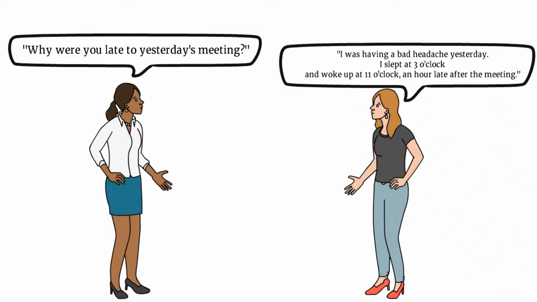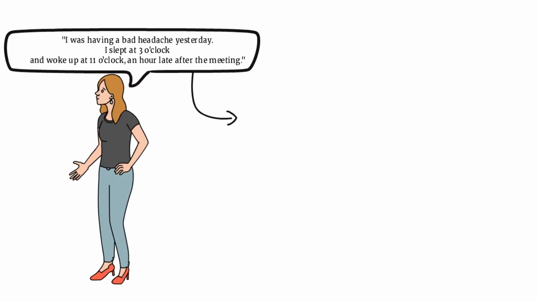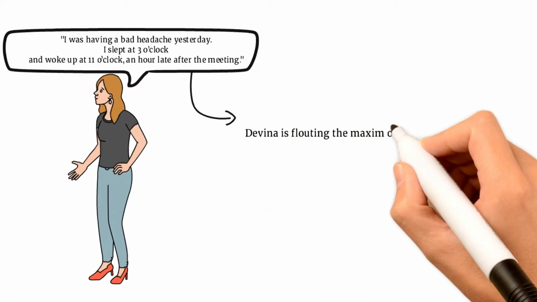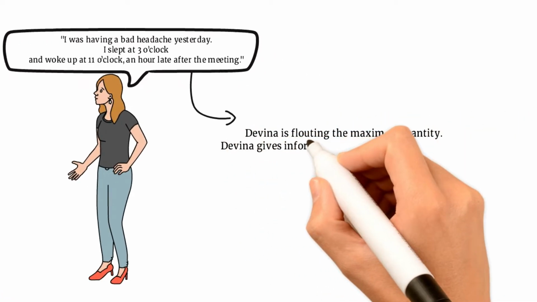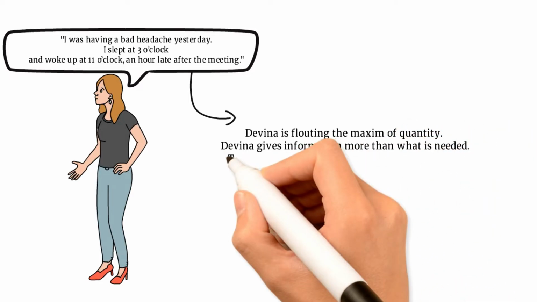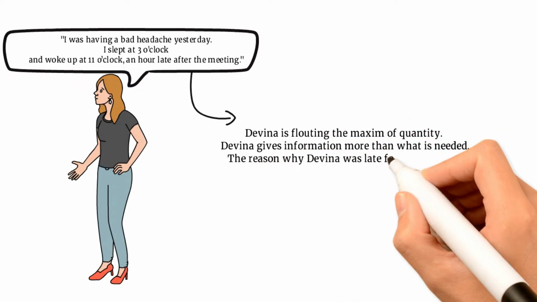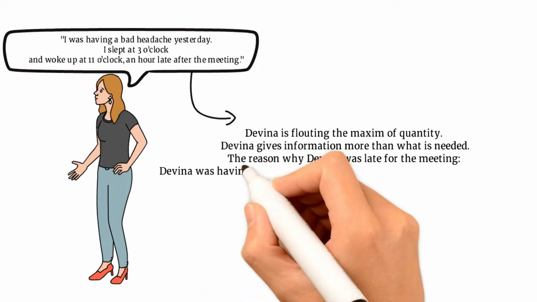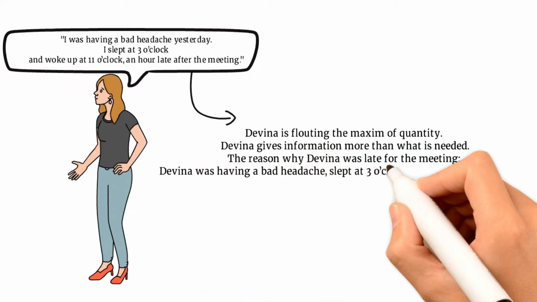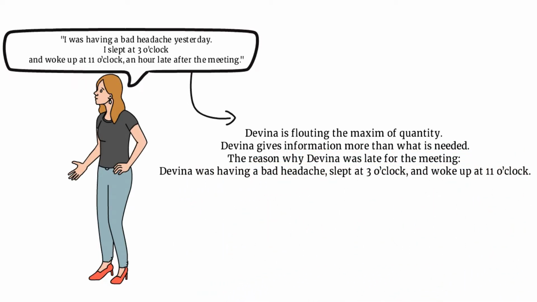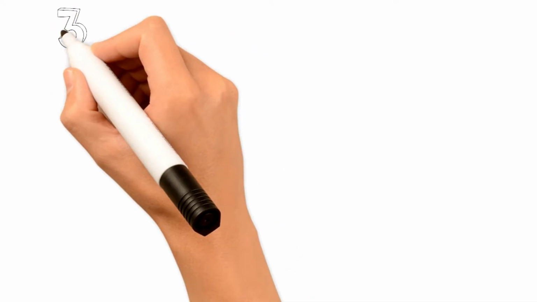Based on the example, Devina is flouting the maxim of quantity. Devina gives more information than what is needed, the reason why Devina was late for the meeting, by giving excess information. Devina was having a bad headache, slept at 3 o'clock, and woke up at 11 o'clock. Now, to the third one.